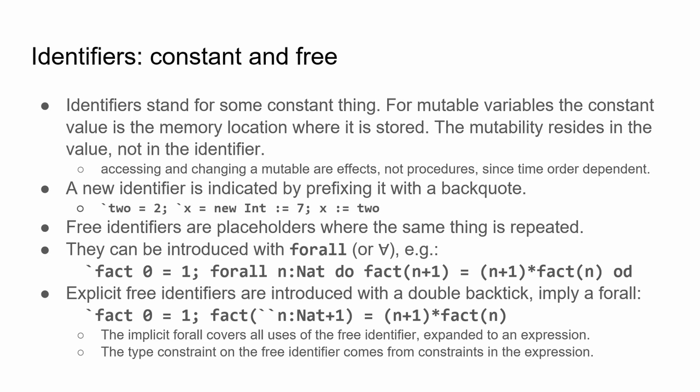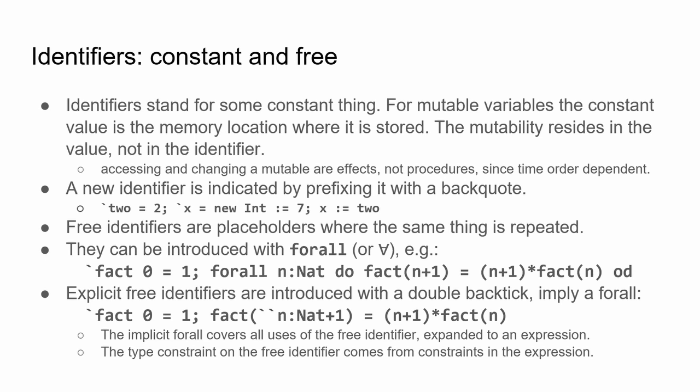So identifiers come in two categories. They either stand for a constant thing or they're free, which we'll come to. A constant thing could be a memory address where the contents of the memory location change, but we don't think of that as a change in the identifier. At any rate, a new identifier is indicated by prefixing it with a back quote. That's just so that we have lexical scoping, so it's not the same as the same identifier at a higher level, and also a different identifier from ones in other imported code.